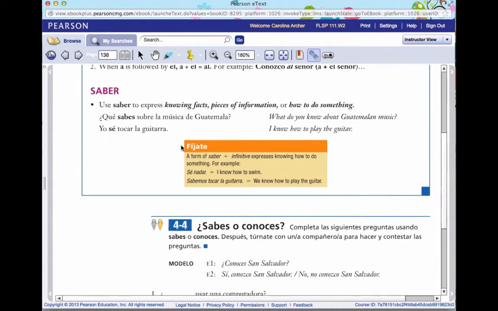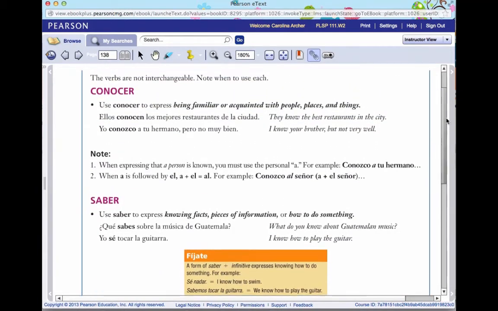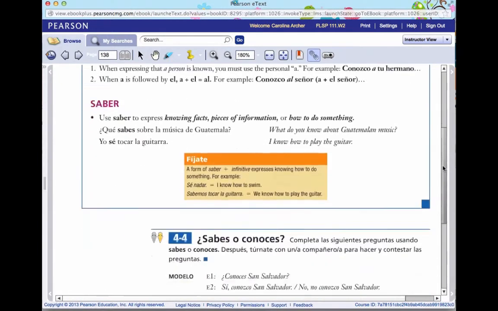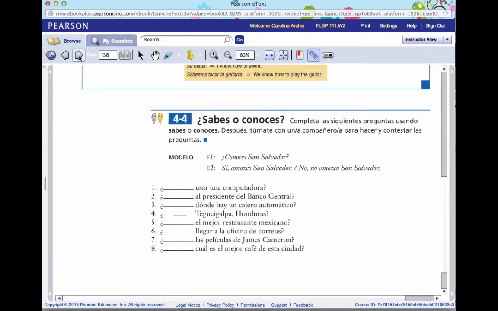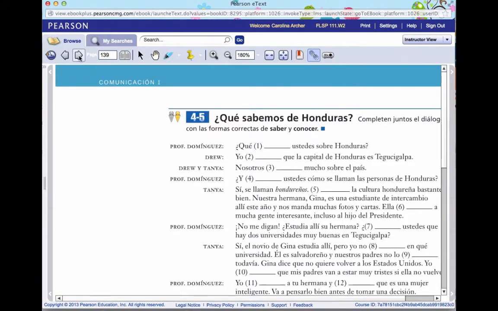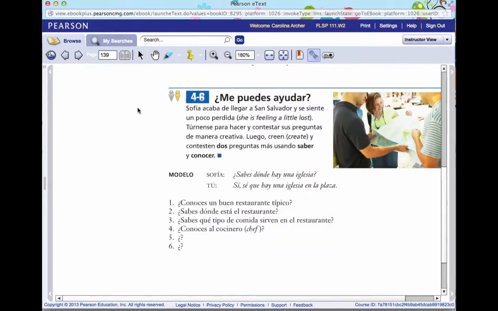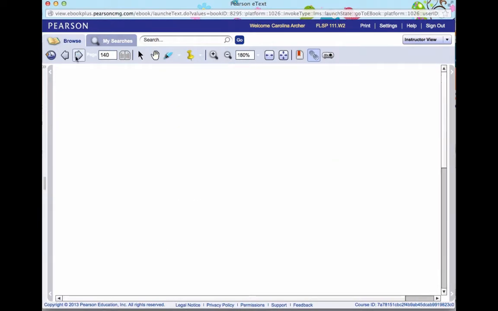All right. So a form of saber, depending on the person, plus an infinitive expresses that you know how to do something, okay? Sé nadar. I know how to swim. Sabemos tocar la guitarra. We know how to play the guitar, okay? So look at these two uses of conocer and saber, and you're going to be doing some more activities in my Spanish lab with that. Okay, it takes practice to figure out when to use one and when to use the other, but you can do it. And that is about all for today.